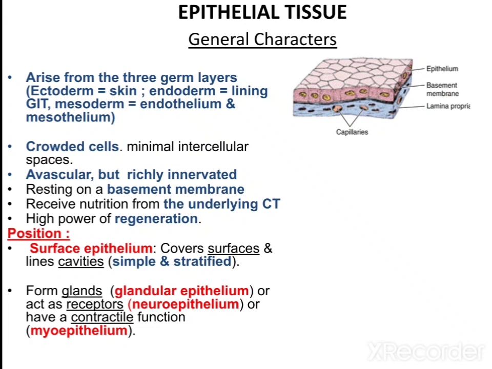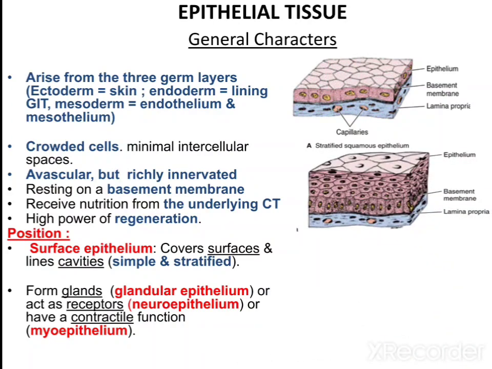This receives the nutrition from the underlying connective tissue, and has a higher power of regeneration. So the position of the epithelium is on the surface, where it is known as surface epithelium. It also covers the surfaces and lines the body cavities. It also forms the glands. It forms receptors and has a contractile function also in case of myoepithelium.